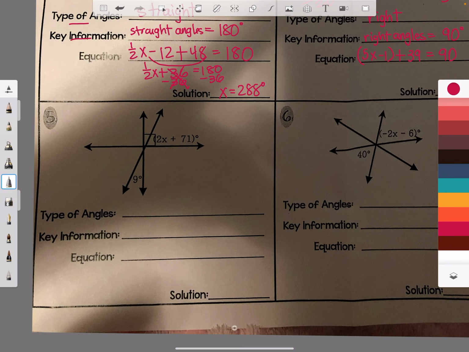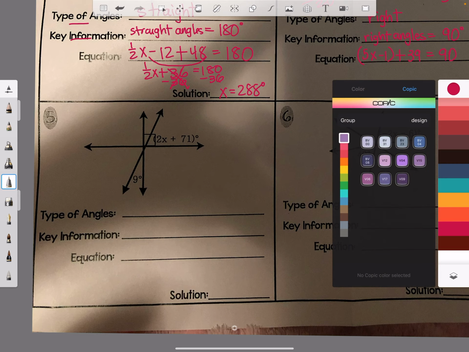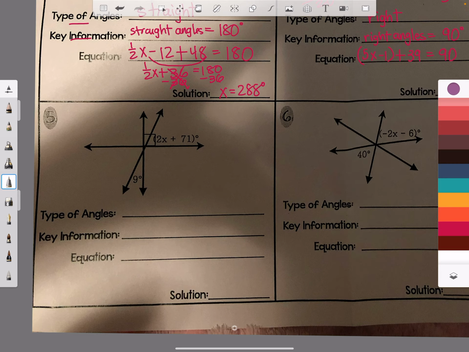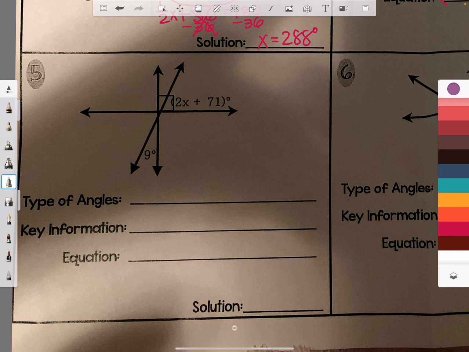Okay, our next one, changing colors again, something a little more fun. Let's go with some purple. Okay, so we've got a couple of different things here. We have to look at what we have and what we know. Since this angle is going to be the same as this angle, this is 9 degrees, right? And these two angles together will equal 90 degrees. So we have 9 plus 2x plus 71 equals 90 degrees.